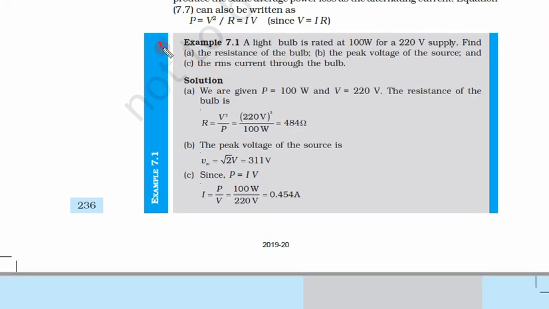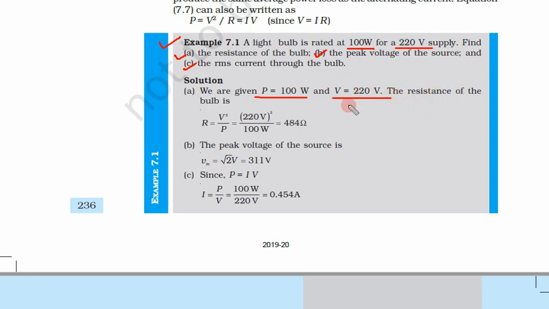Let us solve one numerical example, then we will understand this much better. A light bulb is rated 100 watt. So what is the power consumed? 100 watt for a 220 volt supply, when we connect it to a 220 volt supply. Now we have to find the resistance of the bulb, we have to find R, the peak voltage of the source, again V max we have to calculate, and the RMS current through the bulb, that means the root mean square current, that we have to find. So initially we have been given P is equal to 100 watt, voltage is equal to 220 volt.